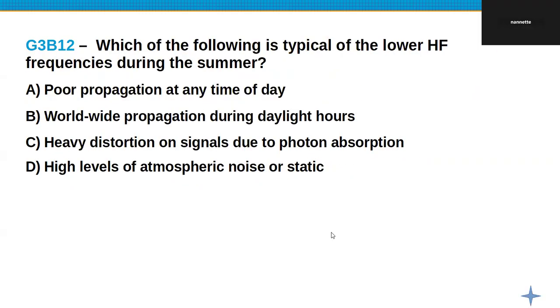Which of the following is typical of the lower HF frequencies during the summer? Got a lot of noise. So delta. Or alpha. No, wait. This is the atmospheric interference, isn't it? So that would be delta.